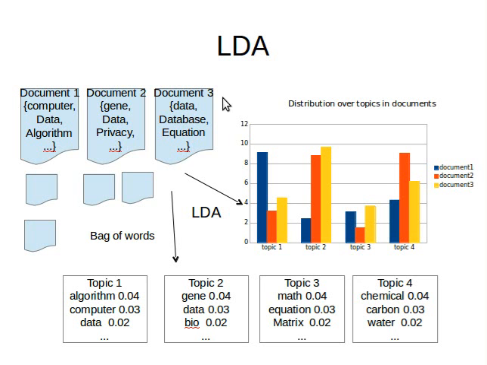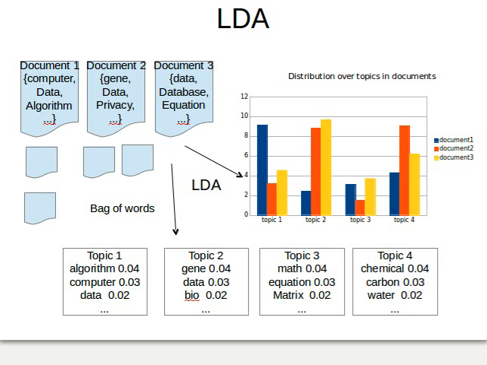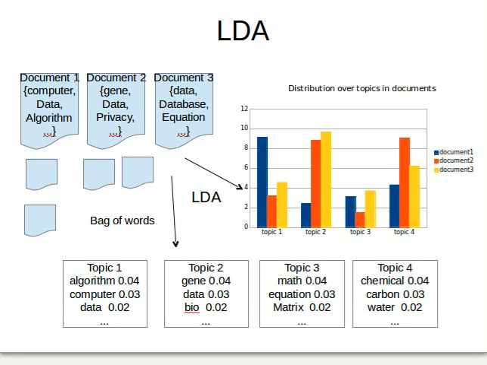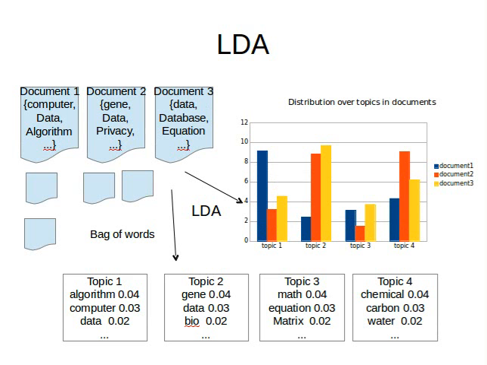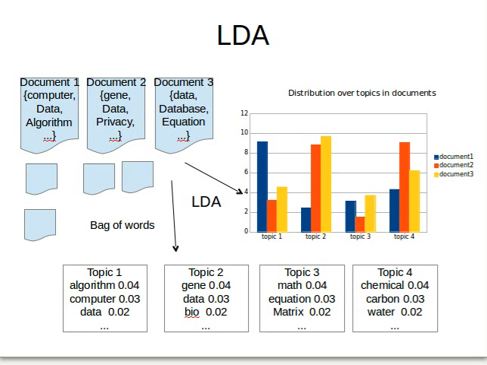So the goal of LDA is to discover the topics that emerge in the documents and the distribution over topics for documents. The question is, how does LDA do it? Before we start to talk about the computation of the posterior of the hidden variables, we are going to summarize the LDA model first.